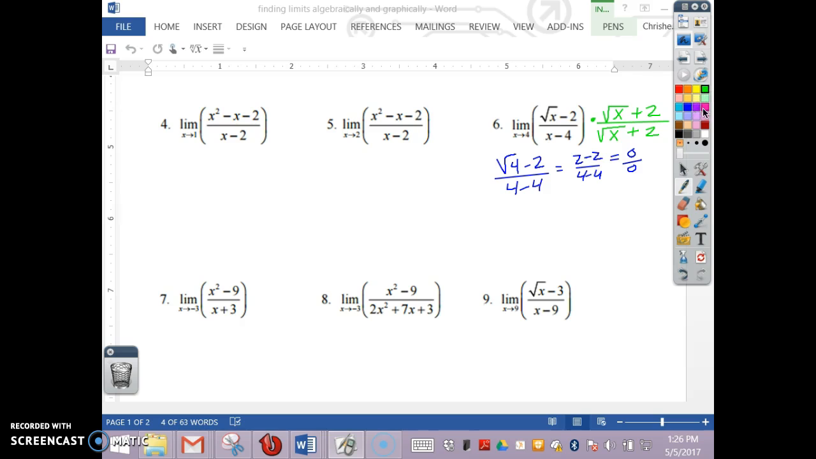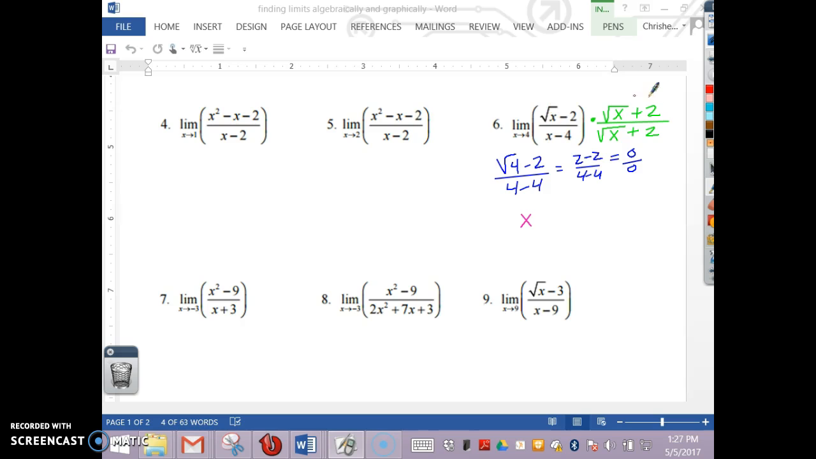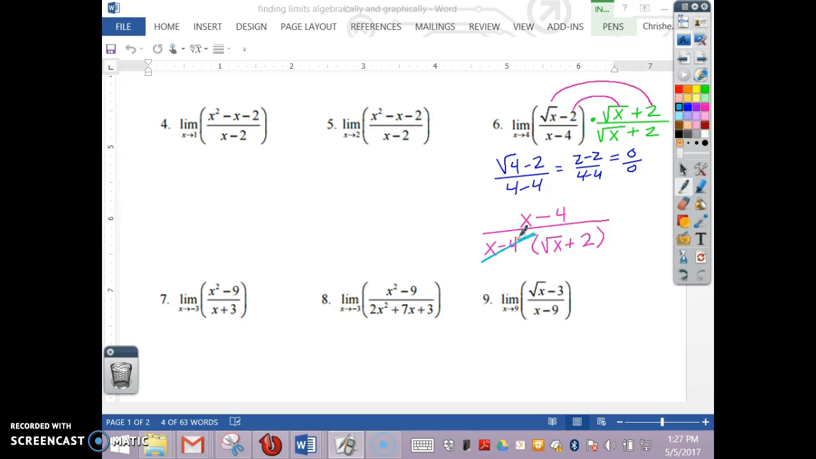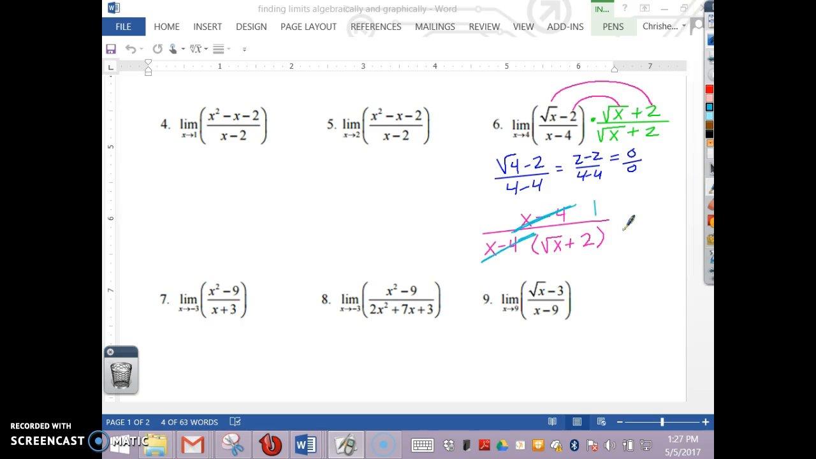So I'm going to FOIL this numerator. Square root of x times square root of x is x. The outside is 2 square root of x. The inside's negative 2 square root of x. Those cancel out. And I'm left with negative 2 times positive 2, which is negative 4. Look what's in my denominator. Now plug in a 4. 1 over square root of 4 plus 2. 1 over 2 plus 2. 1/4.